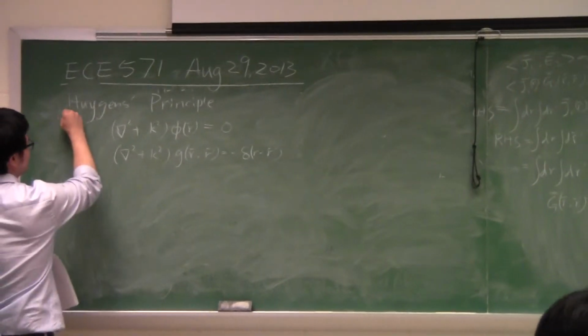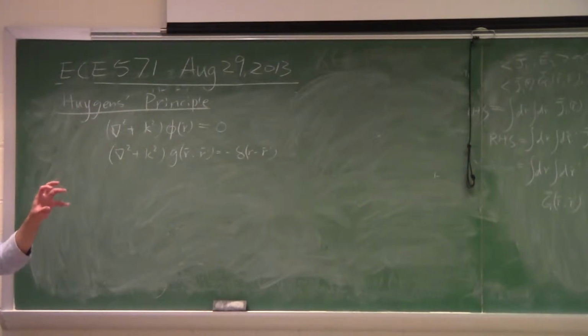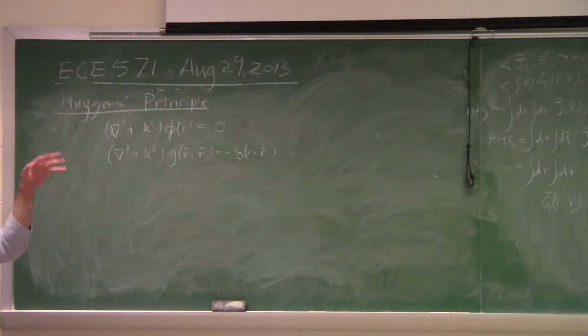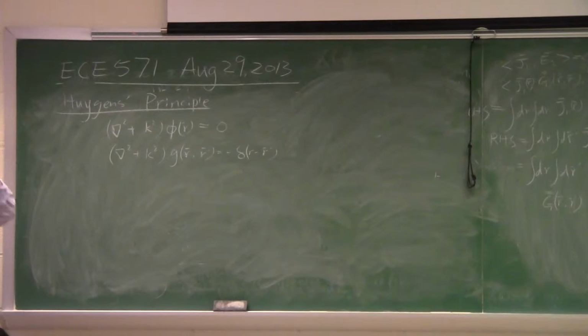Because basically for this principle, we want to see that we can replace this source. If we only know the radiation environment on some surface around this source, can we predict the generated field outside of that volume?